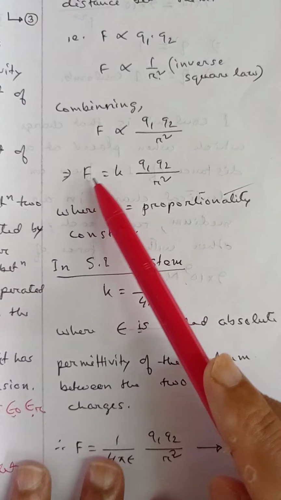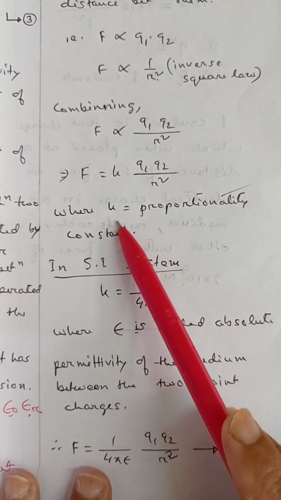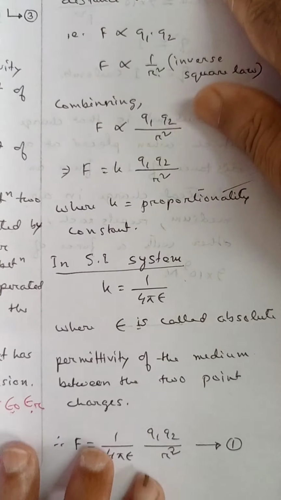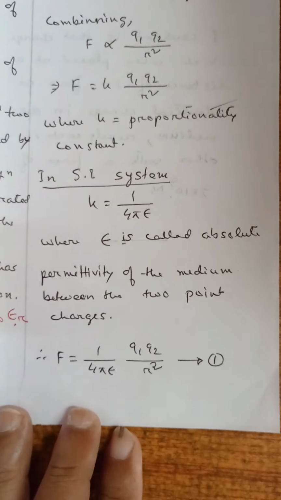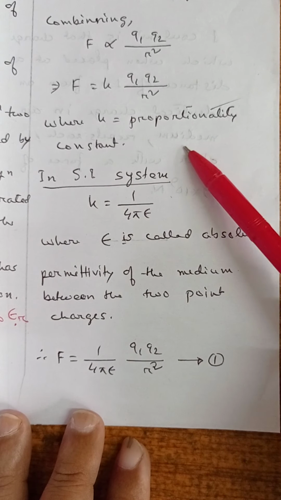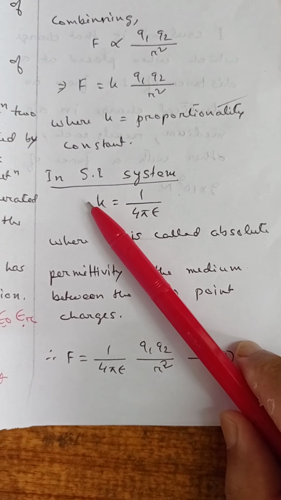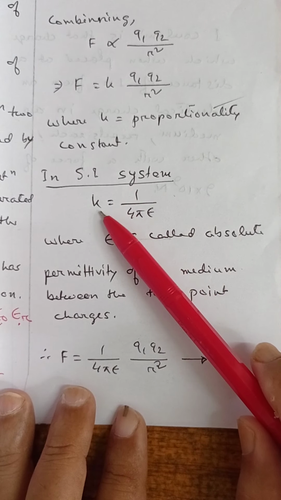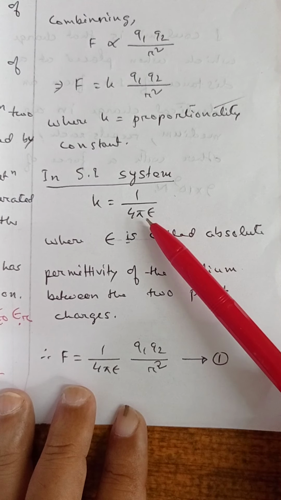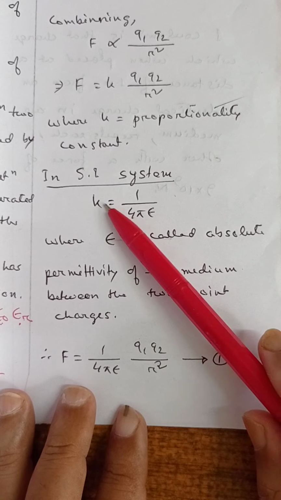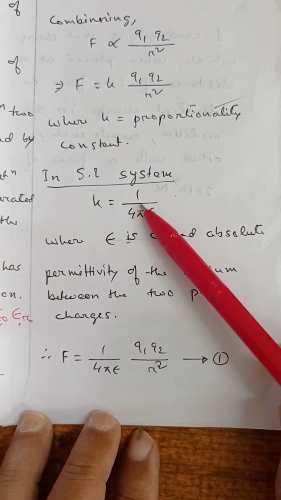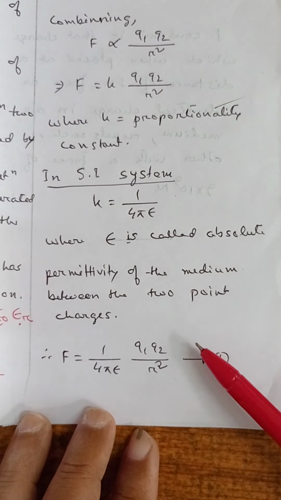Here a constant, small k, comes in. It is called the proportionality constant. So therefore, F is equal to k Q1 Q2 by R square. k is called the proportionality constant. In the SI system, the value of this proportionality constant k is taken as 1 by 4 pi epsilon.